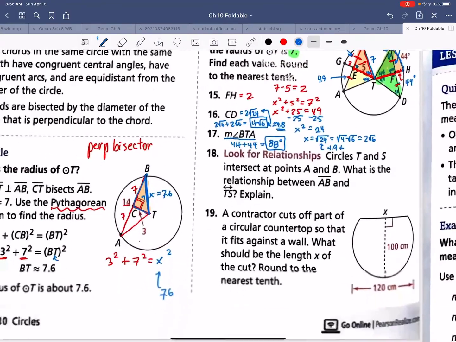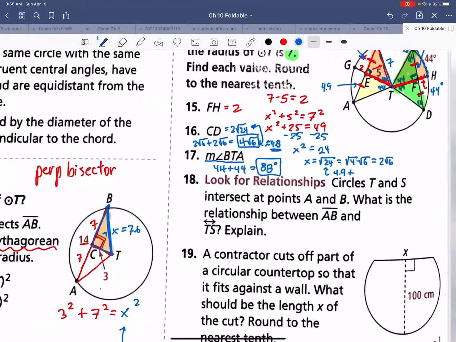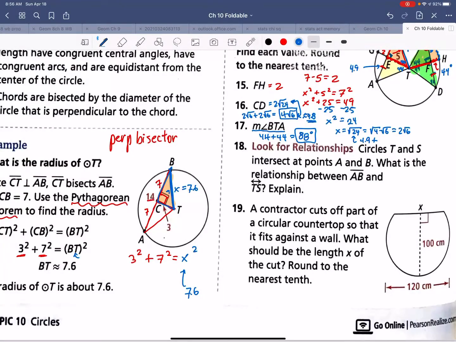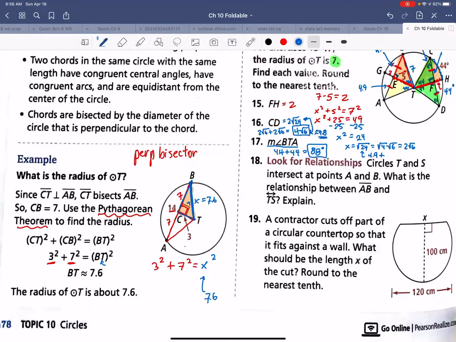Nice. Okay, number 18. It says circle T and S intersect at points A and B. So let's draw a picture of what they're describing here. I'm going to give myself a little bit of room. All right, so I don't necessarily know they're the same size circle. It looks like one of my circles looks slightly bigger than the other, but okay, so two circles, T and S, intersect at points A and B.